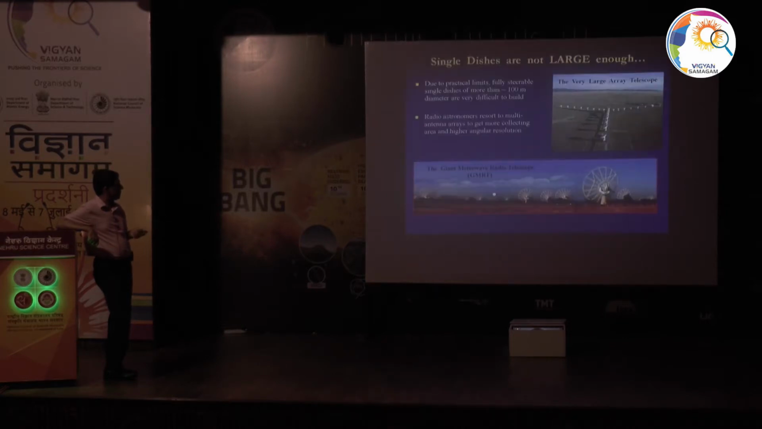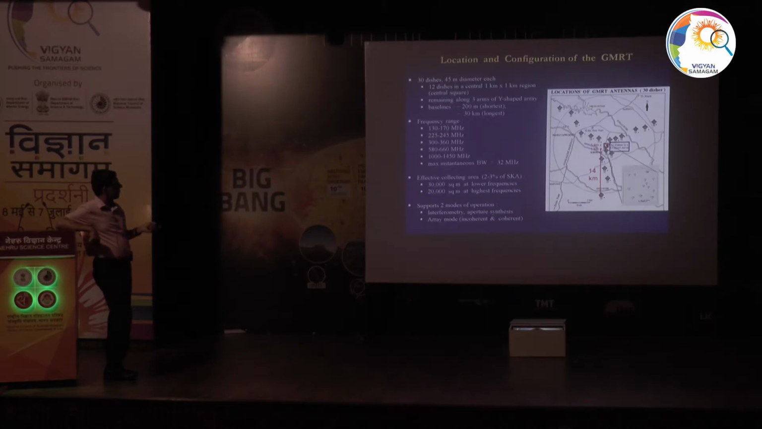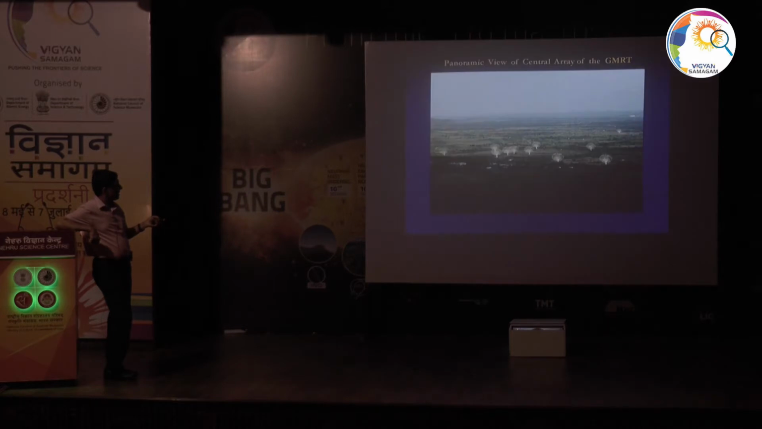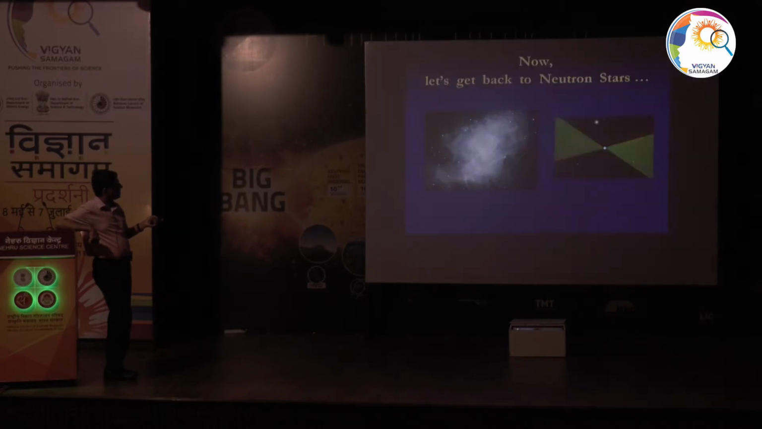And this also I talked about, how do you combine signals from an array of antennas in order to make a very large telescope. And this is what we talked about when describing GMRT. So again, this I won't. So now we'll get back to neutron stars.